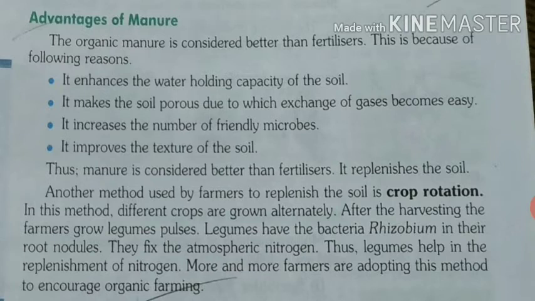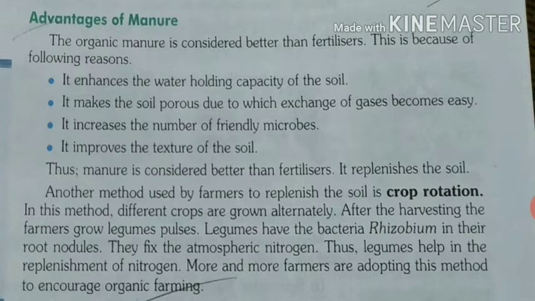For example, when a cereal crop like maize is grown first, it takes away a lot of nitrogen from the soil for its growth and makes the soil nitrogen deficient. Next, when a leguminous crop like pulses or groundnut is grown in the same field, the leguminous crop with its nitrogen fixing bacteria enriches the soil with nitrogen compounds and increases its fertility.